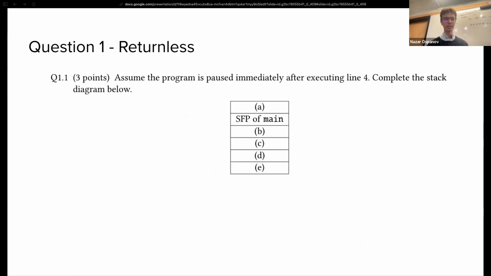So the first question is, assume the program is paused immediately after executing line 4. Complete the stack diagram below. I'll probably give you guys 2 minutes to think on it.